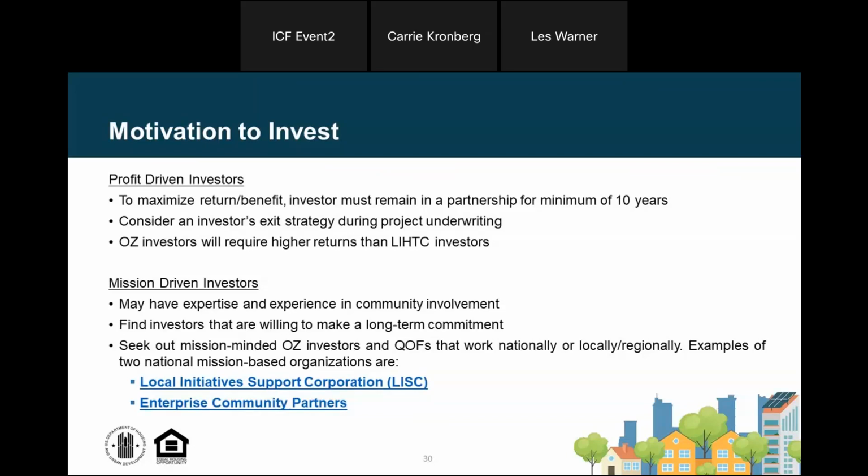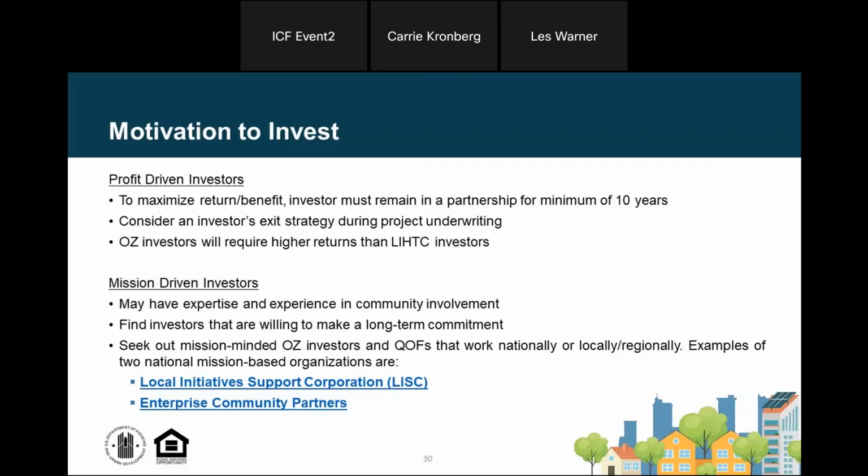So grantees can consider finding mission-minded investors who may be willing to forego shorter-term gains and leave their investment in the property for longer than that 10-year opportunity zone requirement. Additionally, these kinds of investors, particularly if they're local or regional, may already have ties to the community. They might be driven to engage the community for input and ensure that opportunity zone investments have a broader benefit beyond just being financially sound.